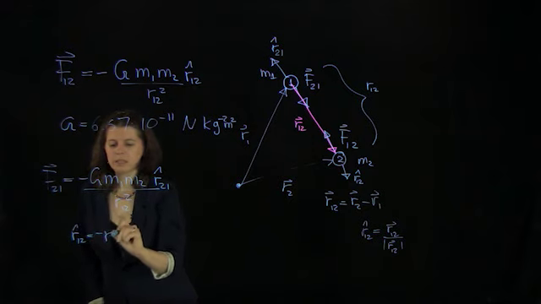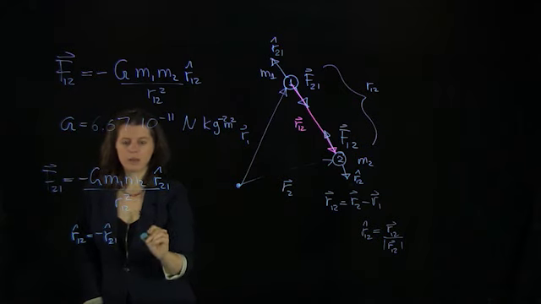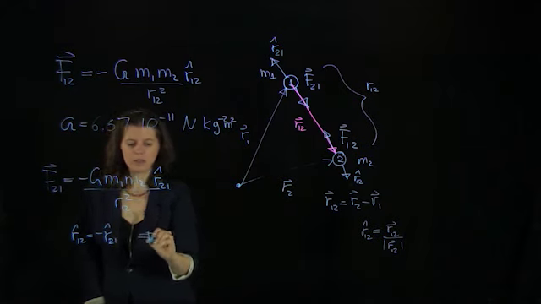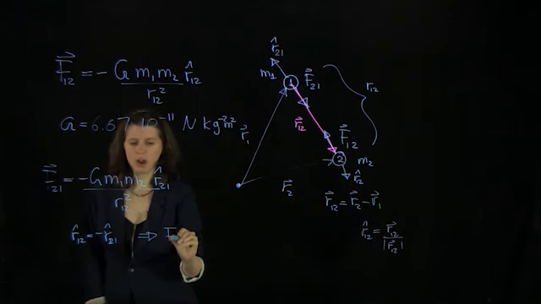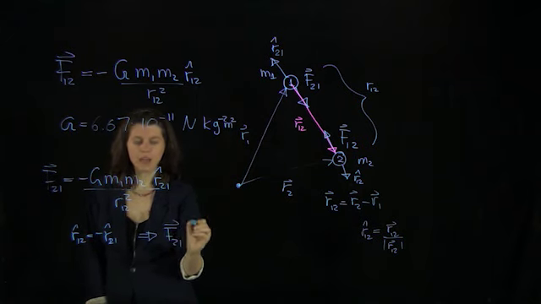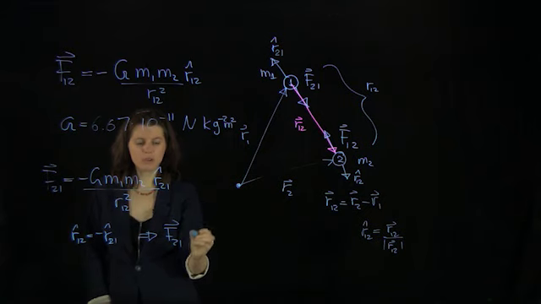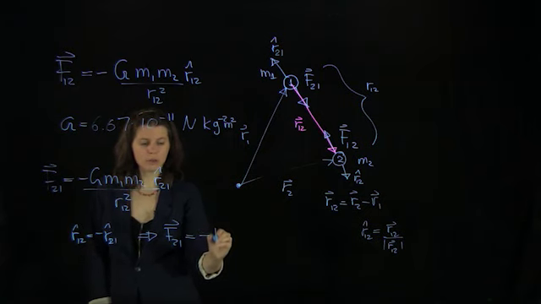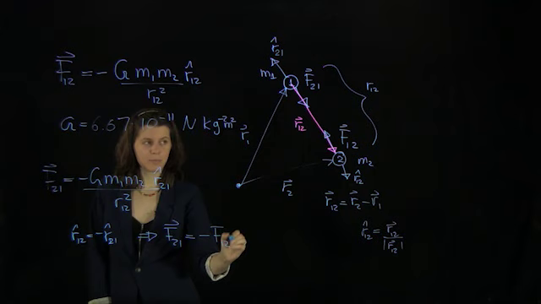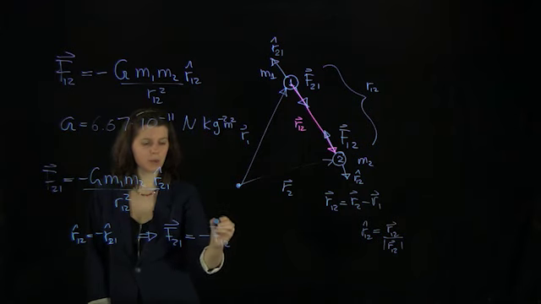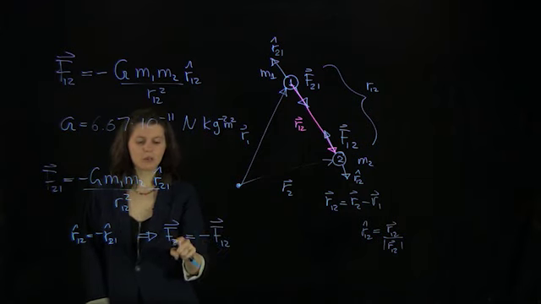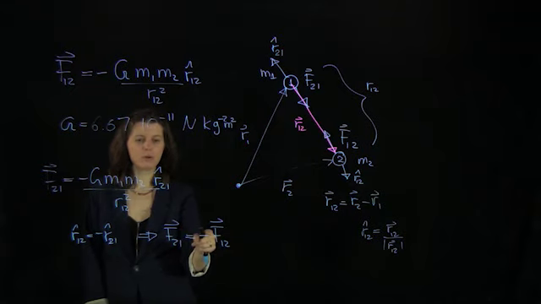But what we see from this, and actually from our diagram already, is that R12 equals minus R21. And so we see from this that Newton's third law, every action has an equal and opposite reaction, is true for this little setup here as well, because the forces are of opposite direction and of equal magnitude.